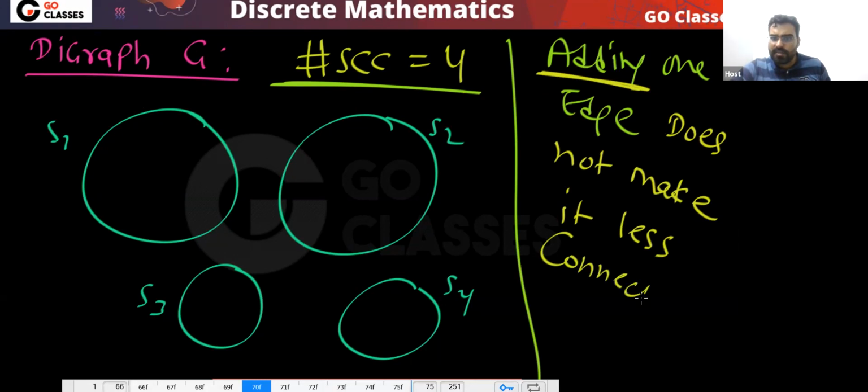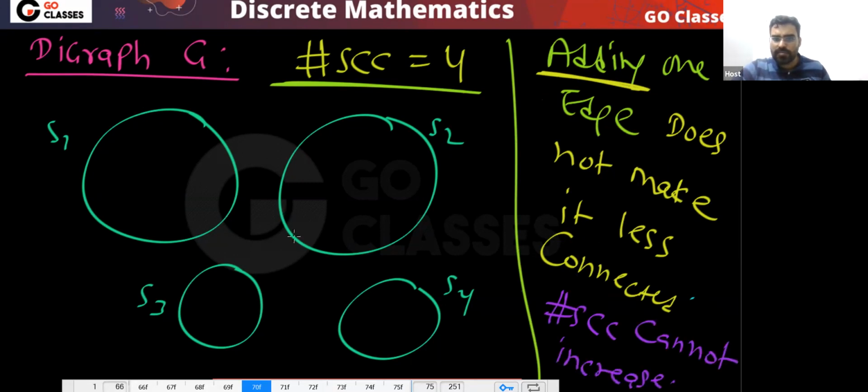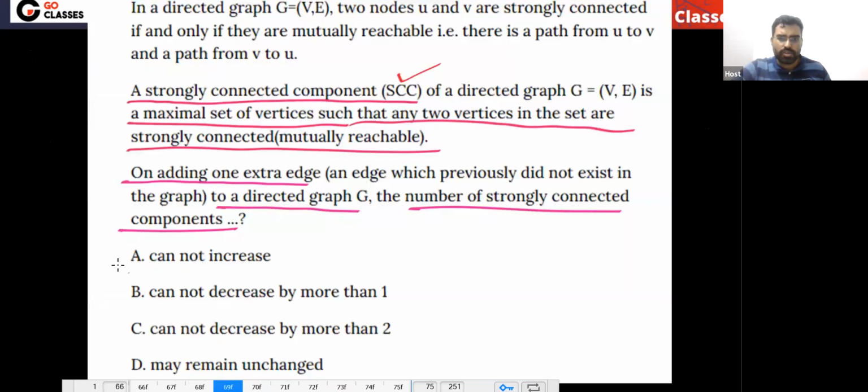Less connected means a strongly connected component cannot increase. If you add one edge, it will not make it less connected. I can say the number of strongly connected components cannot increase, because you are adding one edge. Very simple. This is correct: it cannot increase.